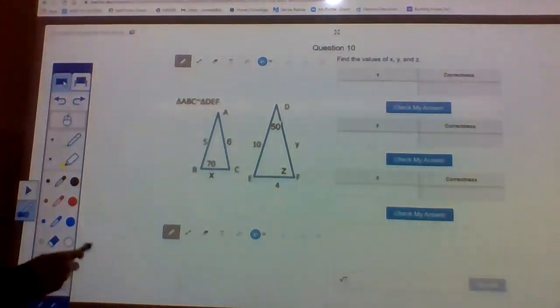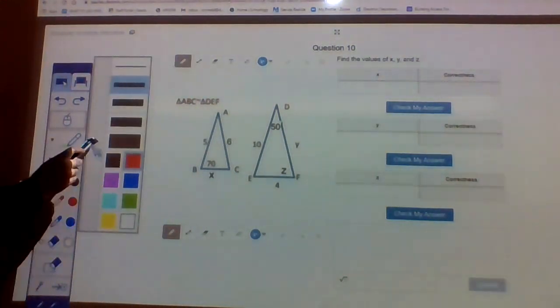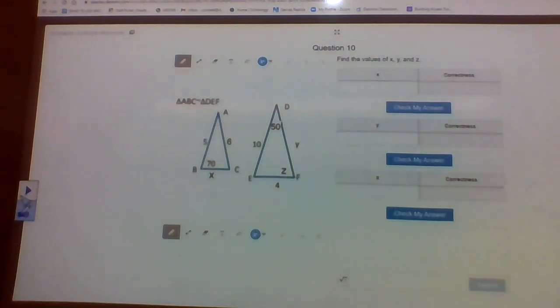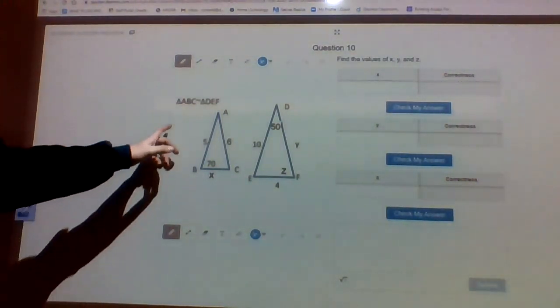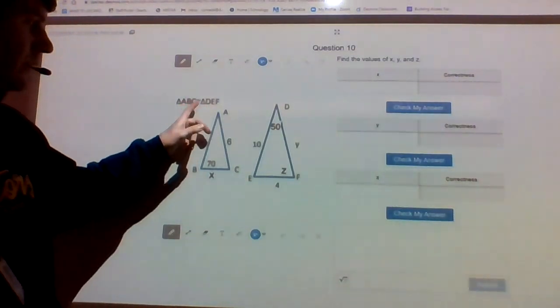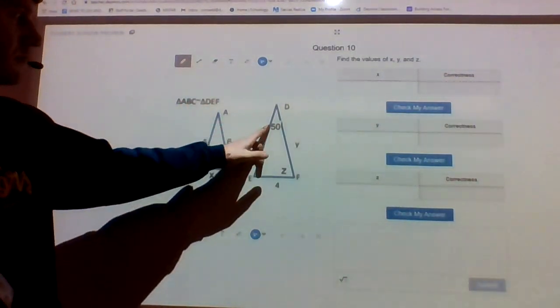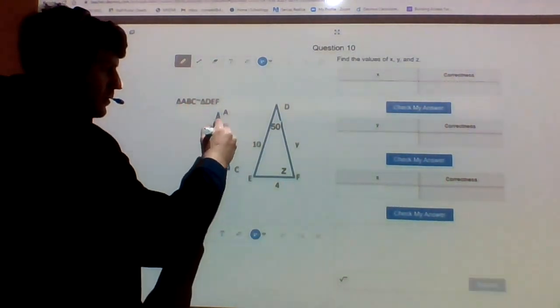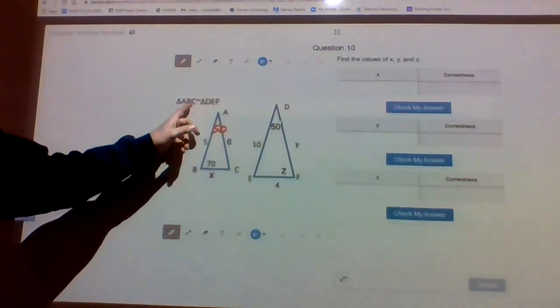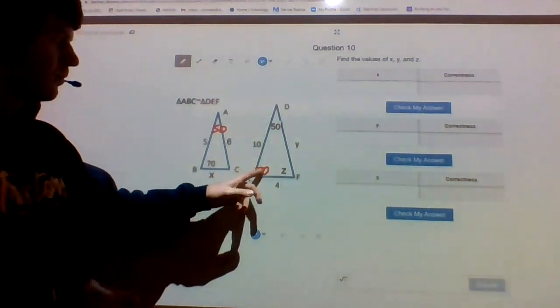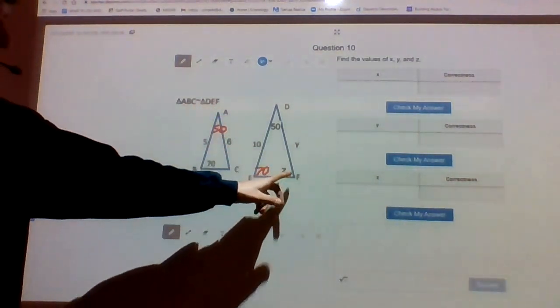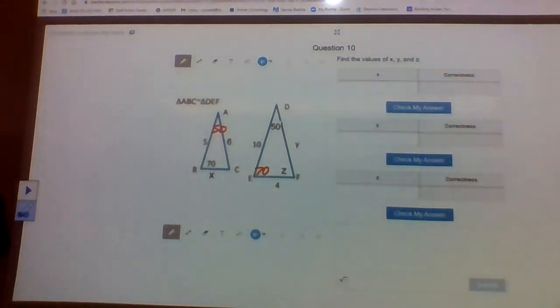All right, number 10. Okay, I like to start with the angles, so I'm going to do the angles first. So if these two triangles are similar, angle A and angle D are the same. So this is 50. Okay, angle B and angle E are the same, so this is 70. And then angle C and angle F are the same, so this would also be a Z.